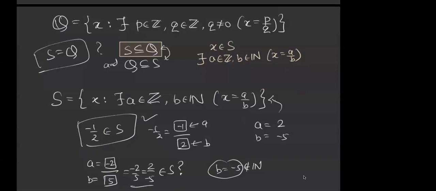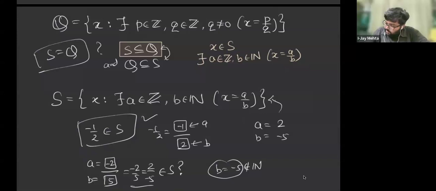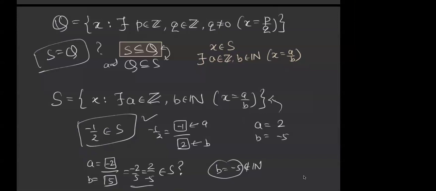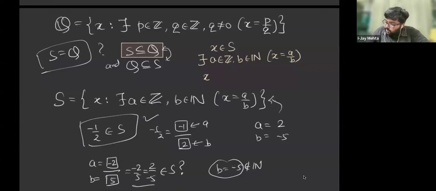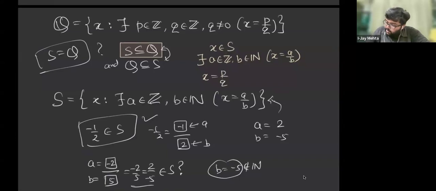So since B is part of Z as well as N, because N is a subset of Z, we will say that X is equal to A by B is part of Q as well. Okay, I want to show X is in Q. So for Q, I want to write X equals P by Q.